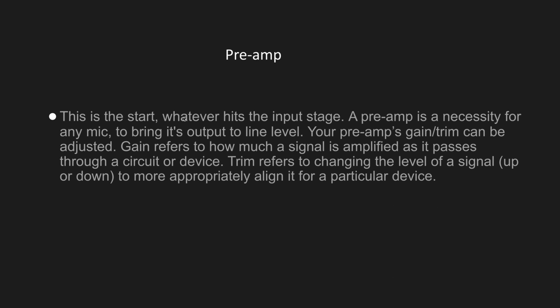So here's another definition. This is a start. Whatever hits the input stage, a preamp is a necessity for any mic to bring its output to line level. Your preamp's gain or trim can be adjusted. Gain refers to how much a signal is amplified as it passes through a circuit or device. Trim refers to changing the level of a signal up or down to more appropriately align it for a particular device. Okay, so gain is your knob, trim is usually going to be the fader.